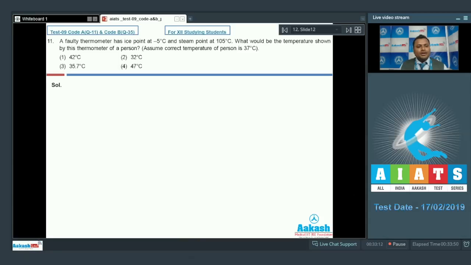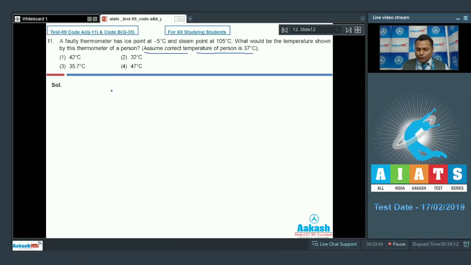Here is question number 11. A faulty thermometer has ice point at minus 5 degrees centigrade and steam point at 105 degrees centigrade. What should be the temperature shown by this thermometer of a person? It is assumed in the question that the correct temperature of the person is 37 degrees centigrade.